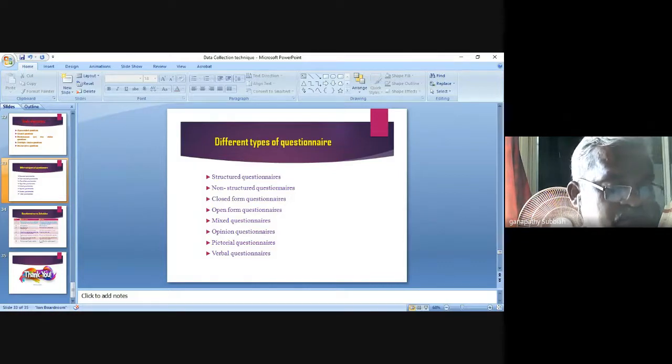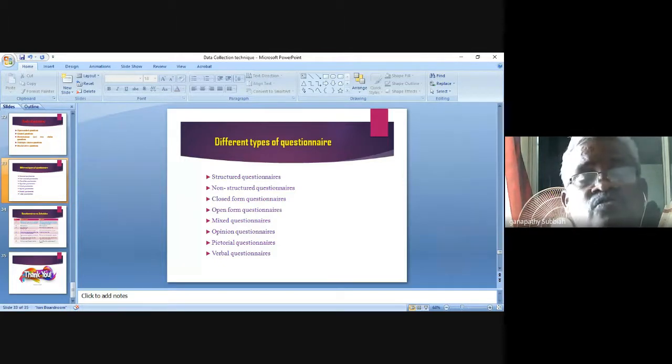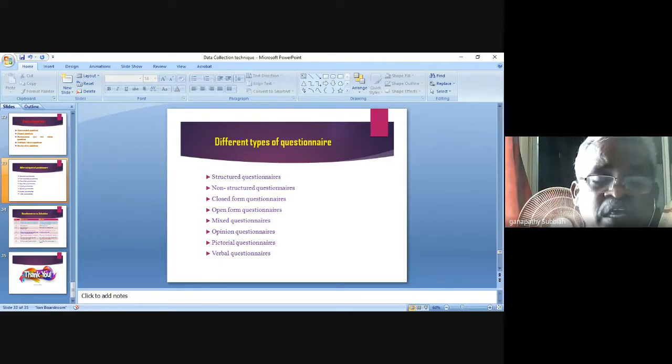For example, whether your job is permanent. The researcher poses the question, whether your job is permanent, to the respondent, and the respondent can answer with only two alternatives, whether it is yes or no. That is a closed form of questionnaire, restricted to two alternative answers. There is no further answer.